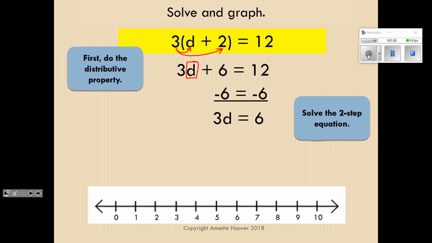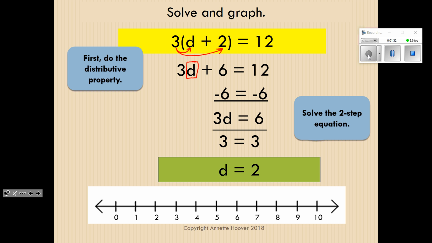Now the variable is being multiplied by 3, so we do the opposite of that, which is dividing both sides by 3. 3 divided by 3 is 1, so we have d left on the left side, and 6 divided by 3 is 2. d is equal to 2. There's only one answer, so when we graph that, we put a single dot on 2 to indicate that there is one solution, and it is on 2.